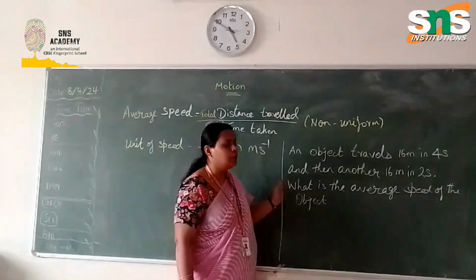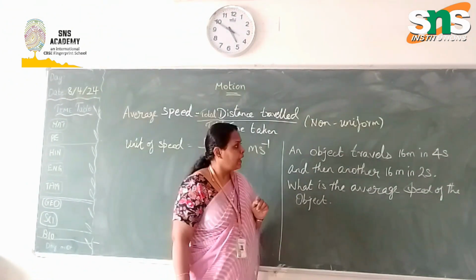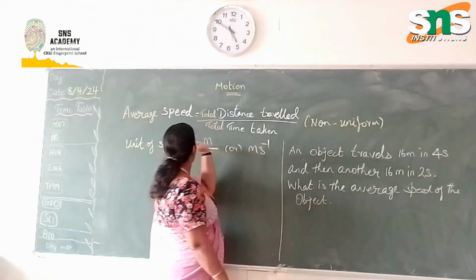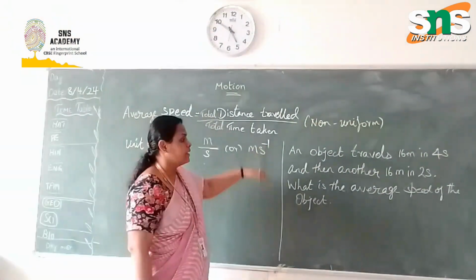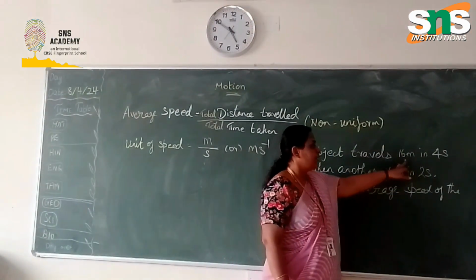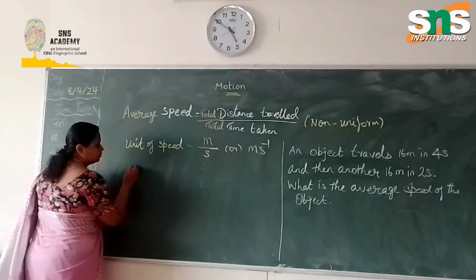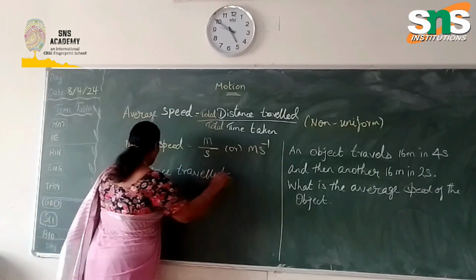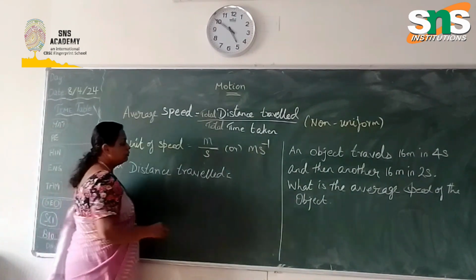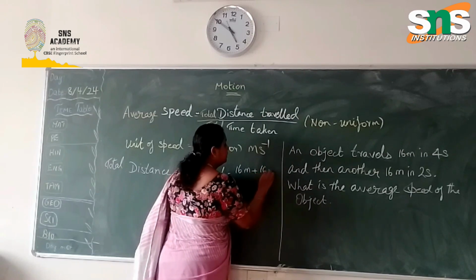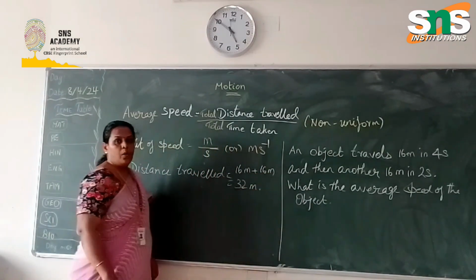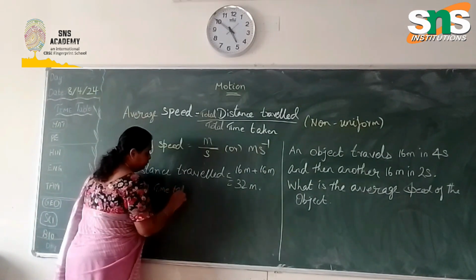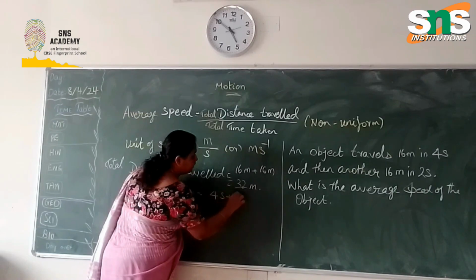Here the object is in non-uniform motion. It covers equal distances in unequal intervals of time. So what will we do for finding out the average speed? Average speed is equal to total distance travelled by total time taken. Here the total distance travelled is 16 meter plus 16 meter, equal to 32 meter. The total time taken is 4 seconds plus 2 seconds, equal to 6 seconds.